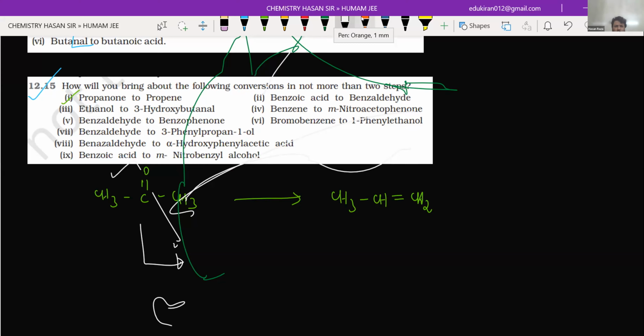So basically, you can use NaBH4, which is a reducing agent, on this propanone. It will be converted into a secondary alcohol, right? Yes or no? Yes, sir. And then you can use concentrated H2SO4 and heat. H2SO4 is a dehydrating reagent. That means you are going to remove H2O, so an alkene will be formed. Is that clear? Okay, sir.